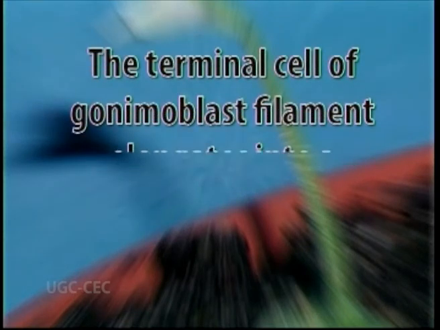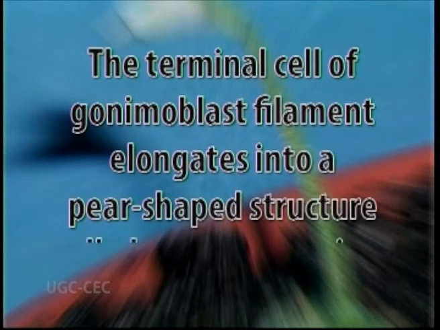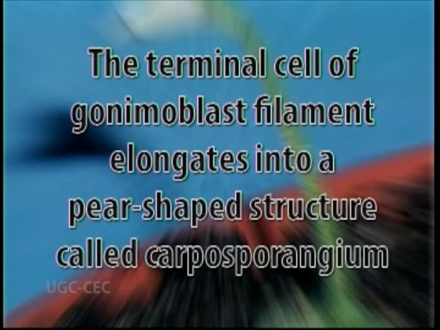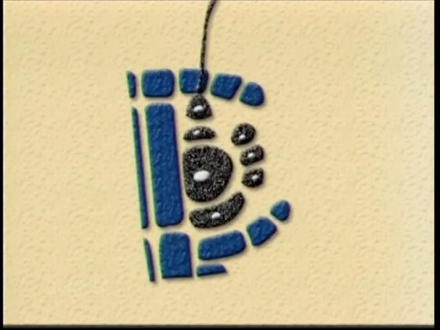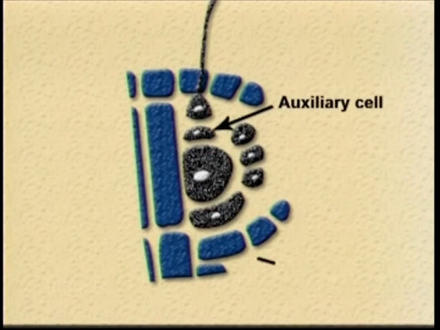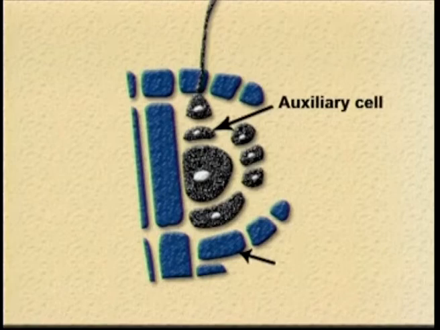The terminal cell of the gonimoblast filament elongates into a pear-shaped structure called carposporangium. The carposporangial content ultimately metamorphoses into a single diploid carpospore. The strial filament, auxiliary cell and supporting cell fuse together to form an irregularly shaped placenta. Their nuclei are used up by the growing carpogonial filaments. The carpogonial filament or procarp does not take part in the formation of the placental cell but withers.